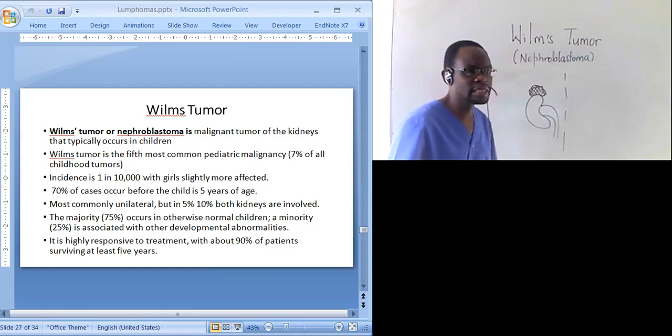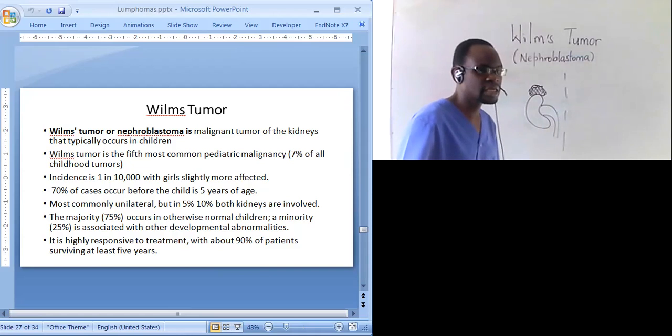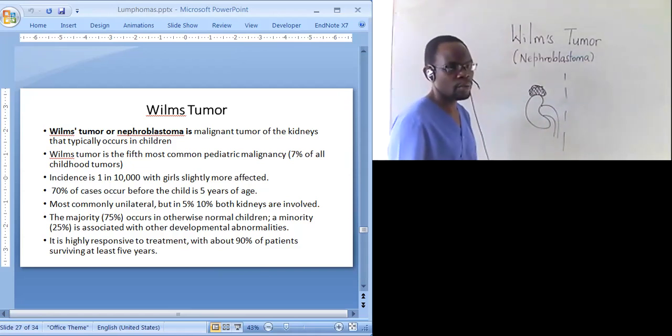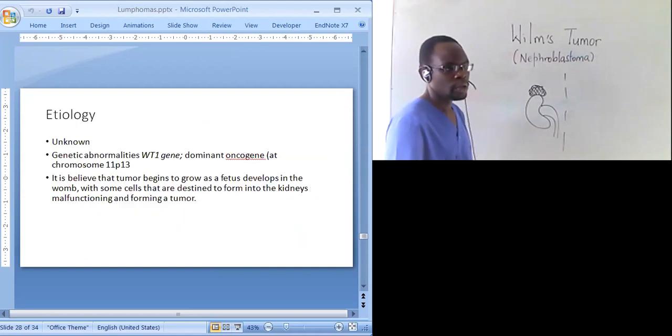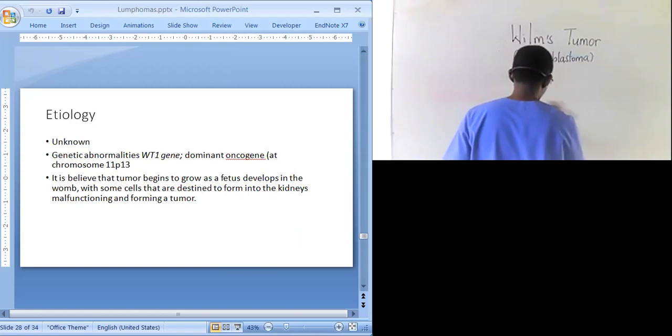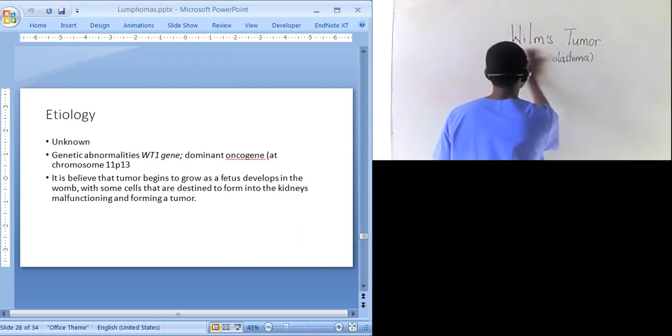The good thing is it is highly responsive to treatment, with about 90% of patients surviving at least 5 years or even more. So it responds to treatment very well. All right, so what is the etiology, or what is the cause of Wilms tumor?